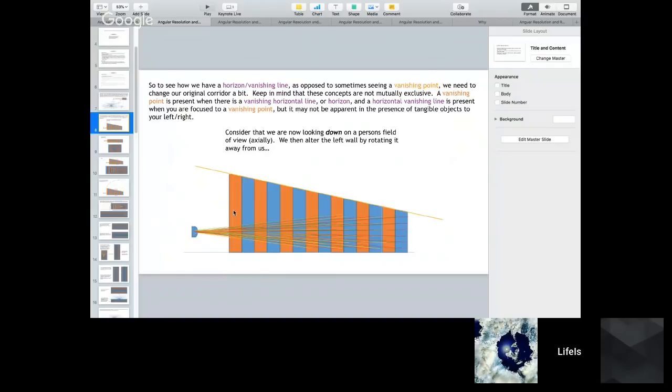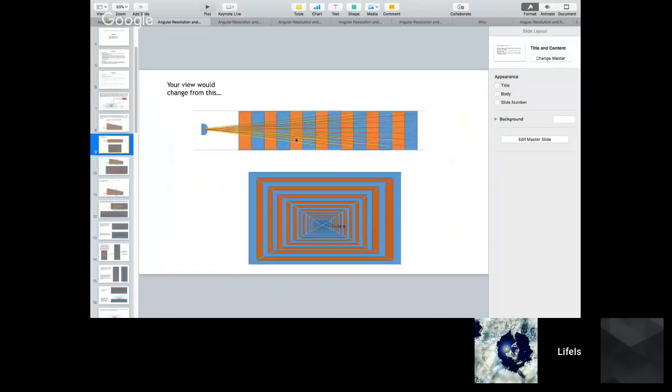So I'm going to take this wall and start rotating it outward, pivoting it off the most distant point here. We'll say this distant point is here, okay? I'm just going to rotate it away from me. As it gets rotated, it's getting farther and farther away, right? So this is our original view.